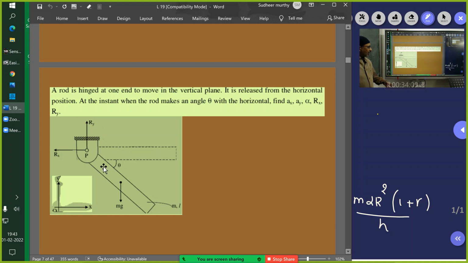So now the vertical components will be what? RY minus MG is equal to M into AY. And RX must be equal to M into AX. So that should give you the answers. Clear now?